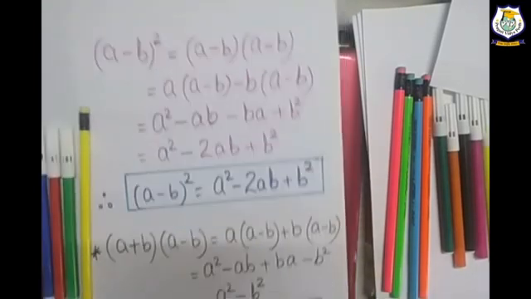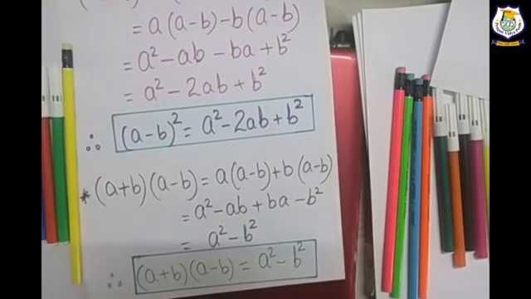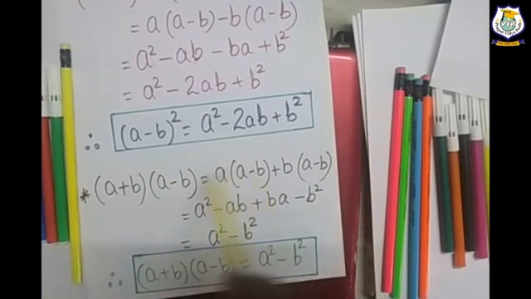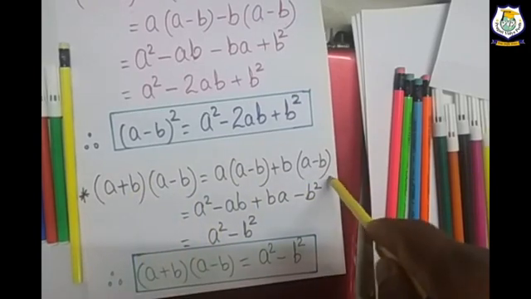Take one more identity. We have one more identity, that is a plus b into a minus b. Again it is the product of binomials: a multiplied to a minus b, and plus b multiplied to a minus b.